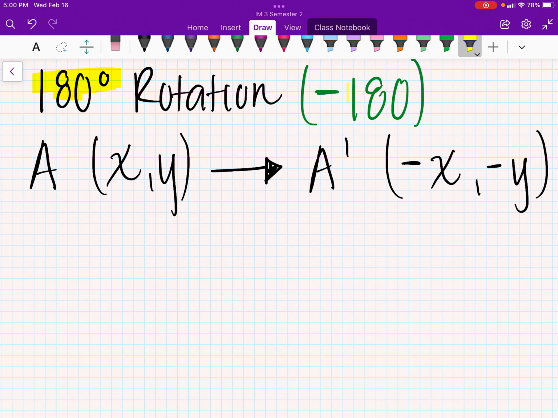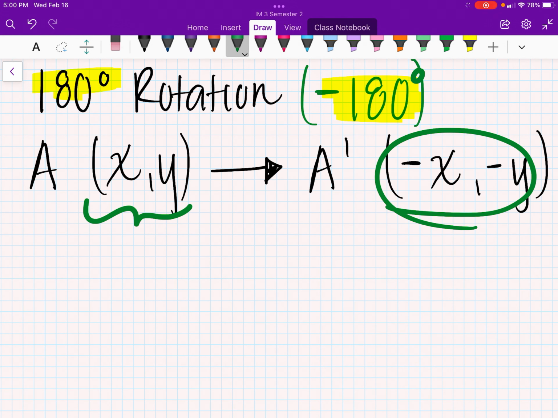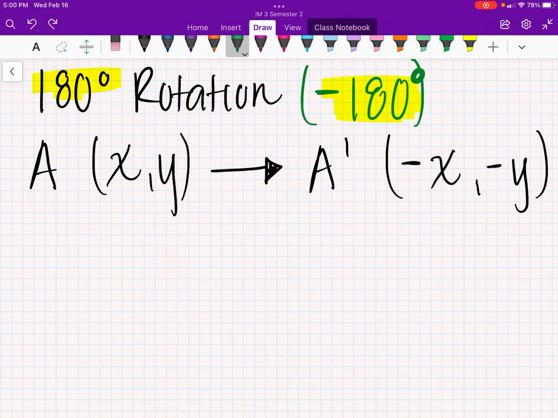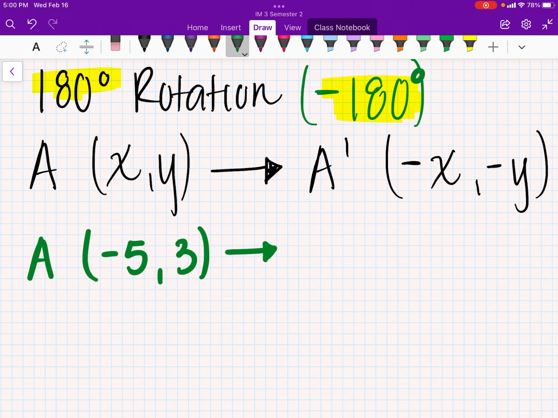And once again, a rotation of 180 is going to be the same exact thing as a rotation of negative 180 degrees. So in this case, guys, if they ask you to do a rotation of 180 or negative 180, what's going to happen to our point is that they basically switch signs. They don't switch the order, but they do switch the signs. So for example, if I have A as (-5, 3), then A prime in this case is going to be (5, -3).